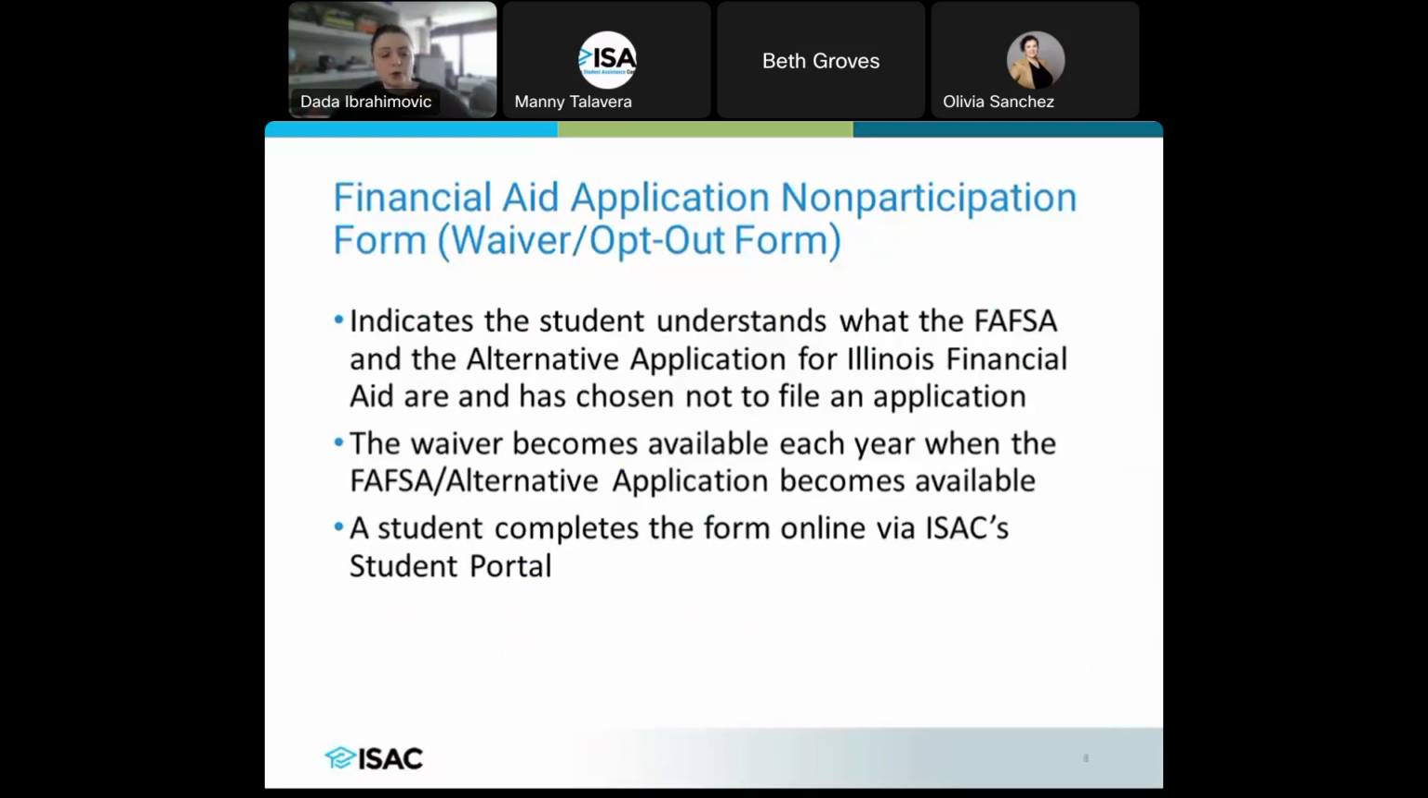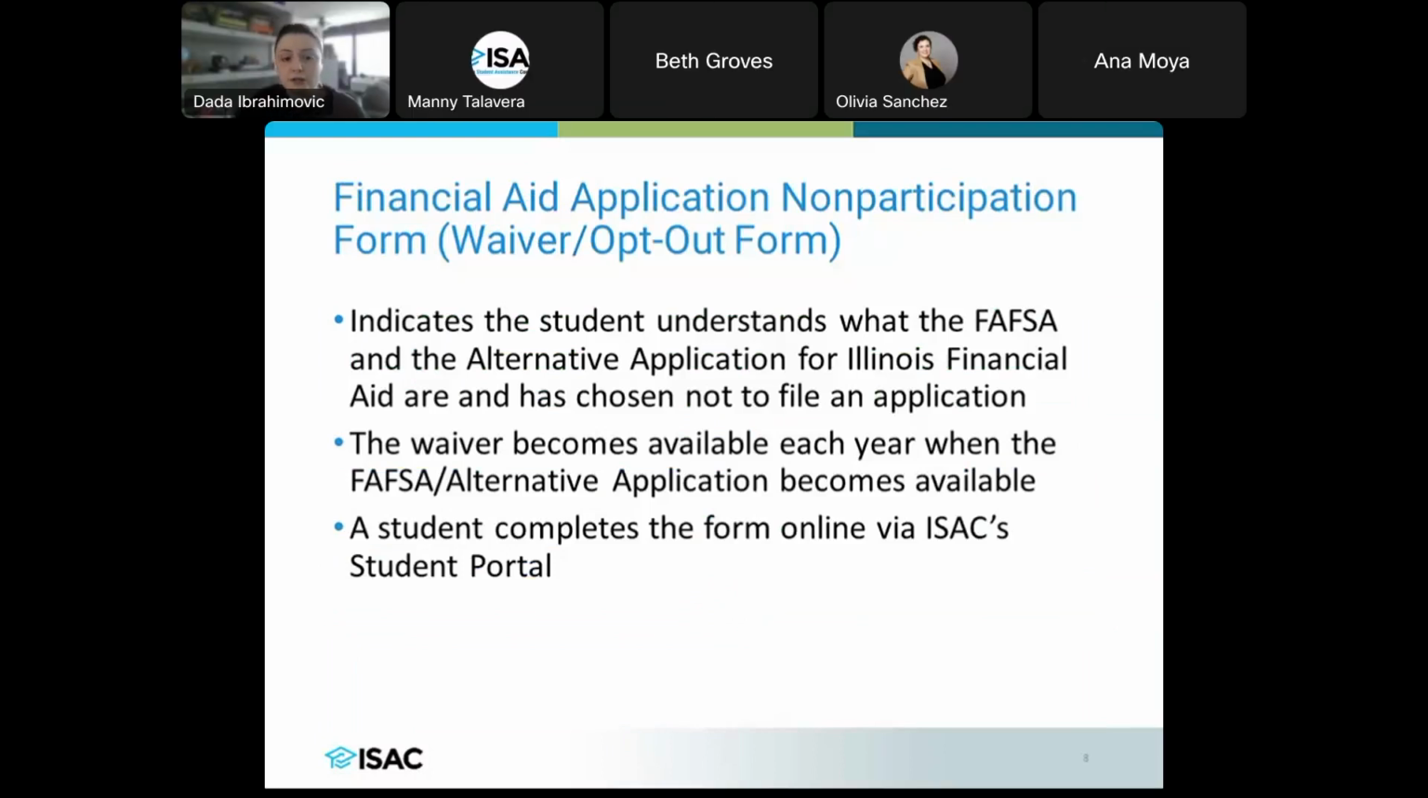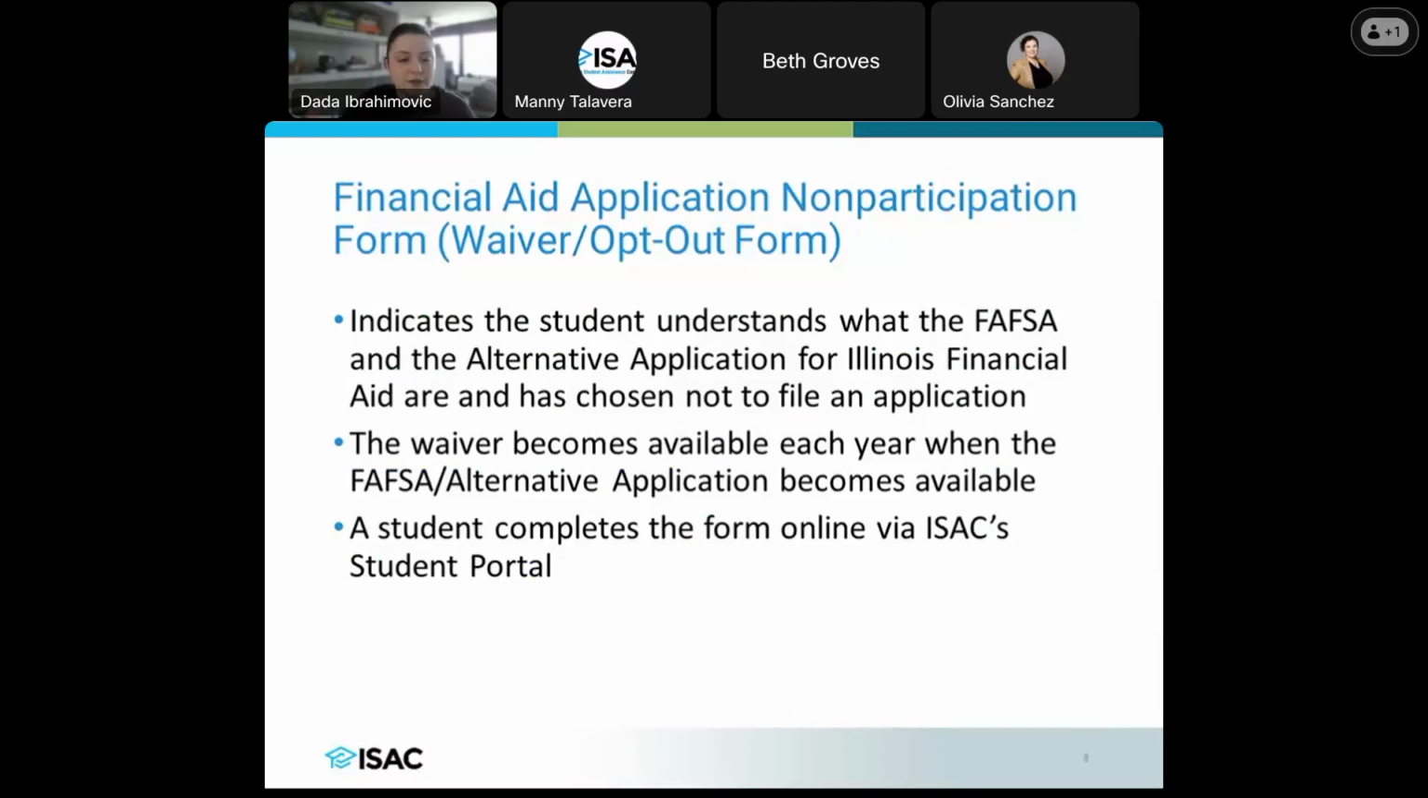Okay, so for the non-participation form or waiver, so again, this just indicates that the student understands what the FAFSA is, understands what the alternative application for Illinois financial aid is, and then has chosen not to file that application. So the waiver, it becomes available each year when the FAFSA and alternative app become available. And this year it is now online.